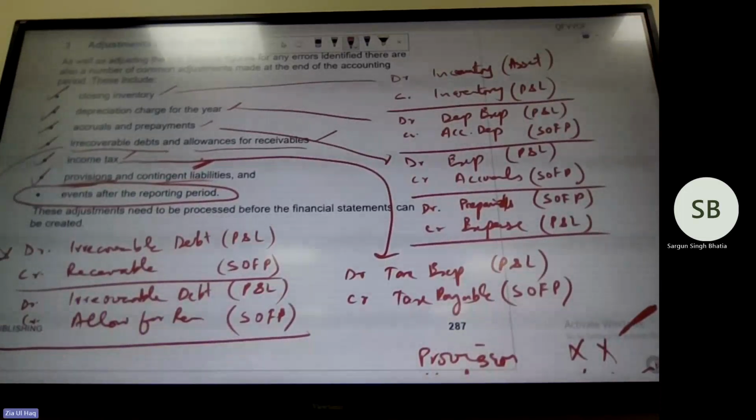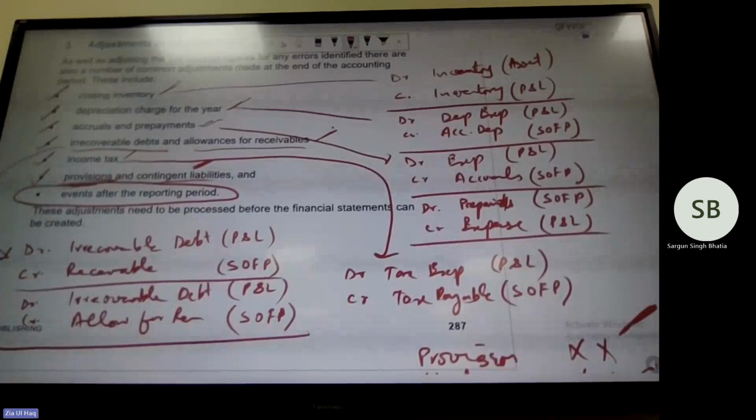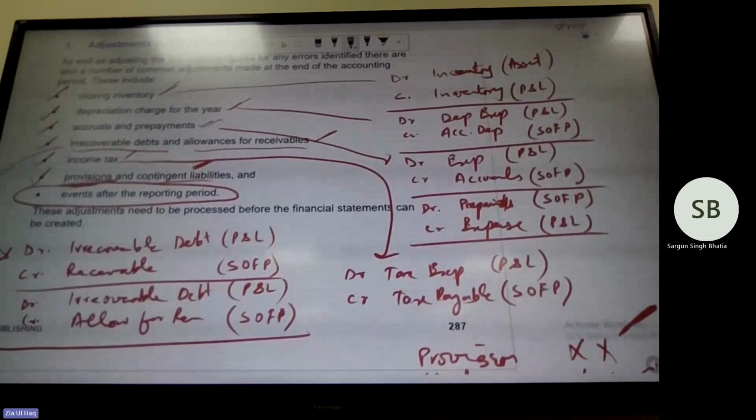In this chapter, we will have a revision of the previous five or six chapters. We have covered one complete chapter on closing inventory, one complete chapter on asset depreciation, a chapter on accruals and prepayments, a chapter on bad debts, a chapter on taxation, and a chapter on provisions. Events after the reporting date are left, which we will cover in this chapter.